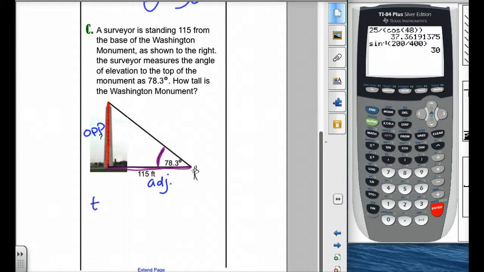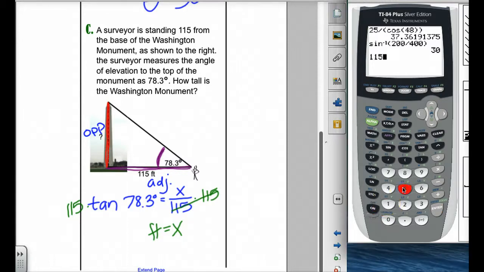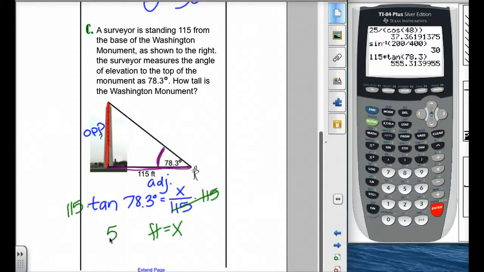So I'm going to take the tangent of 78.3 degrees, and that's equal to opposite, which I don't know, over adjacent, which is 115. To solve this and get x alone, I need to multiply by 115 on both sides. So to get x, which is going to be in feet, I take 115 and multiply it by the tangent of 78.3 degrees. And I get 555.3139955. That means that I have 555.3 feet.